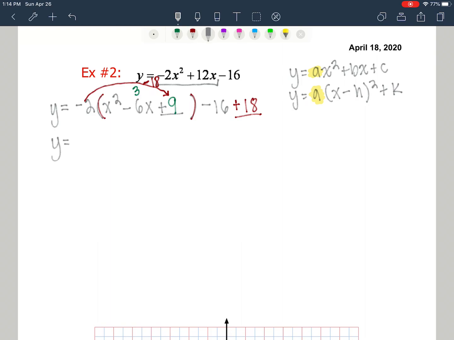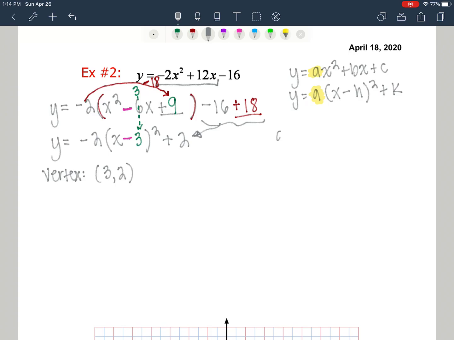Now I'm going to write this as a binomial squared. So x minus, and then that 3 just comes right down here, plus 2. Now we have a minus because our original linear term here was a minus. And then on the outside of the parentheses, we get the positive 2 from -16 plus 18. So our vertex is 3, 2.